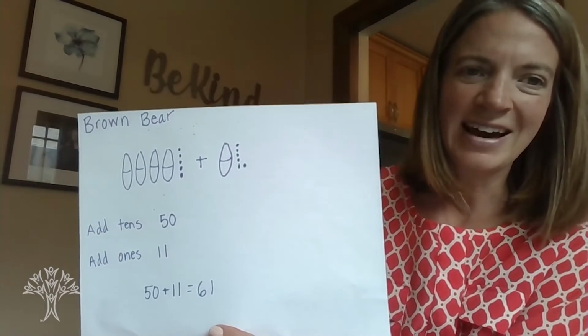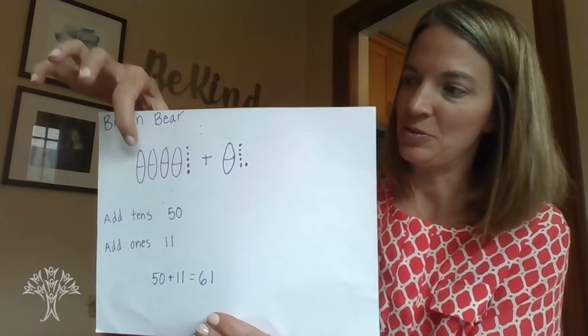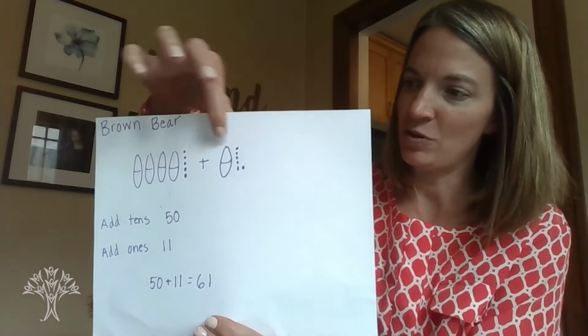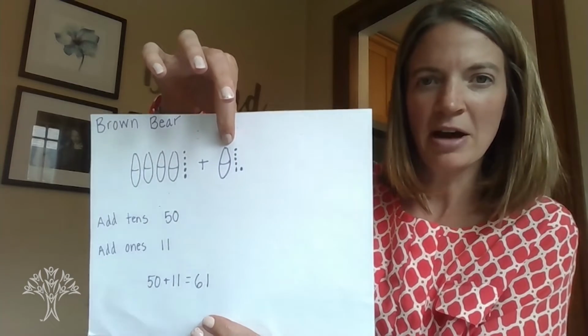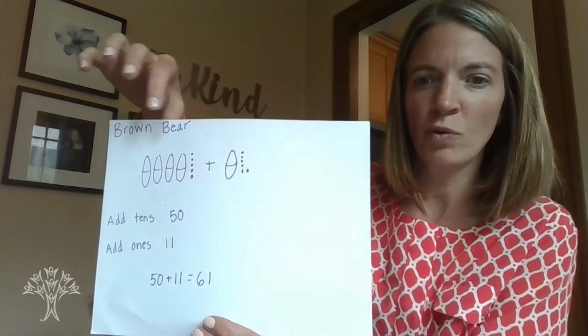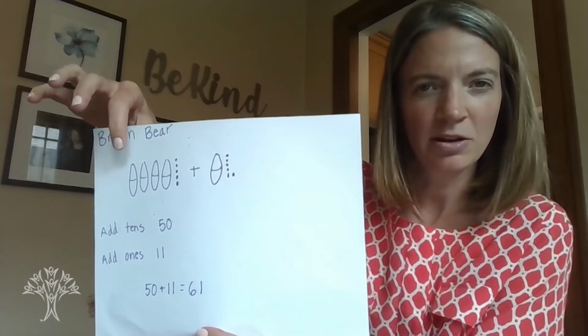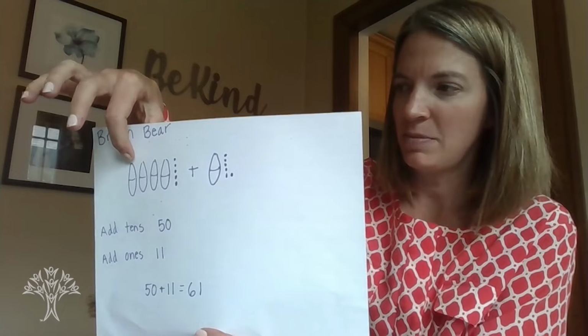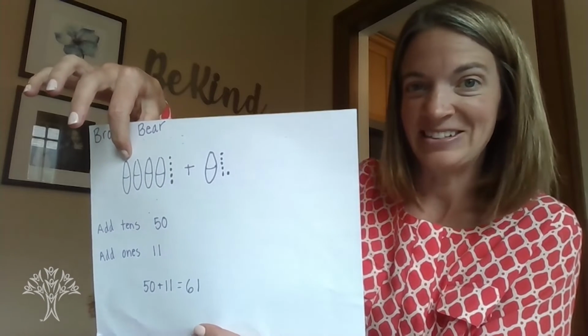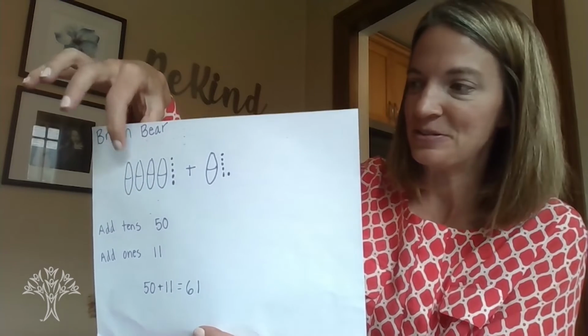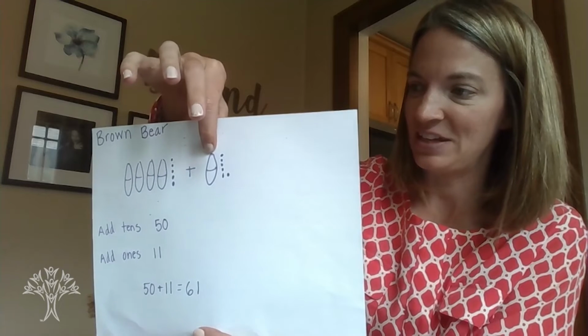And Brown Bear first added the tens together. So 10, 20, 30, 40, 50. Think about how different that is than if you drew 45 by ones all across your paper and had to count all those up. It's quite a bit faster to count them by tens using place value. So 10, 20, 30, 40, 50.